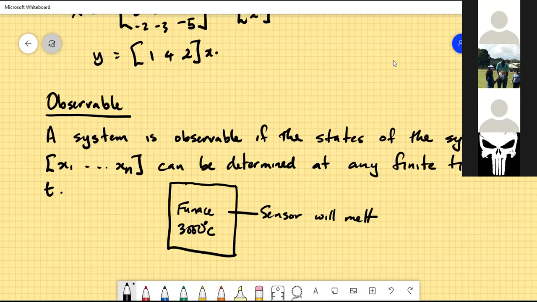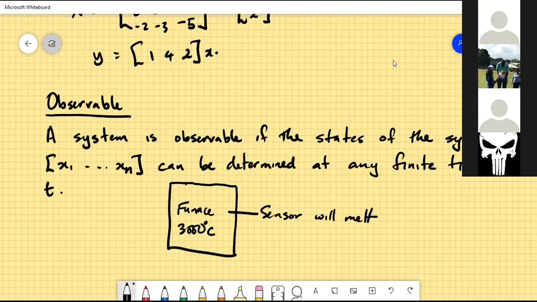And if you can determine the temperature, which is one state of the system, say it's a furnace, so one of the states of the system that you want to know is what the temperature is. If you don't know the temperature, then you can't control it because there's no way to measure it. That leads to this thing in control called a state observer.